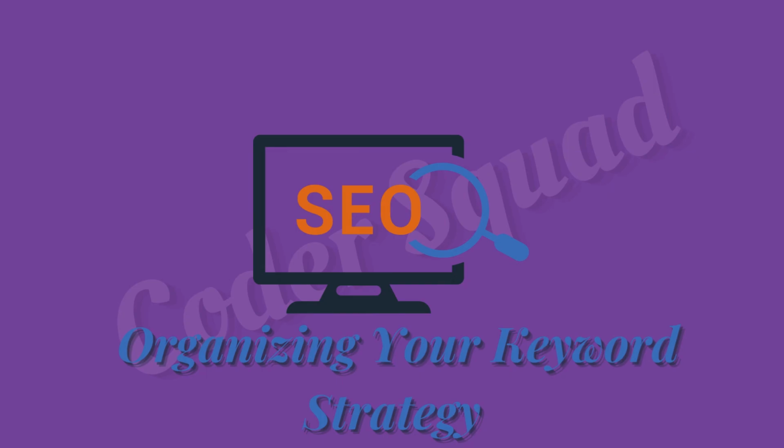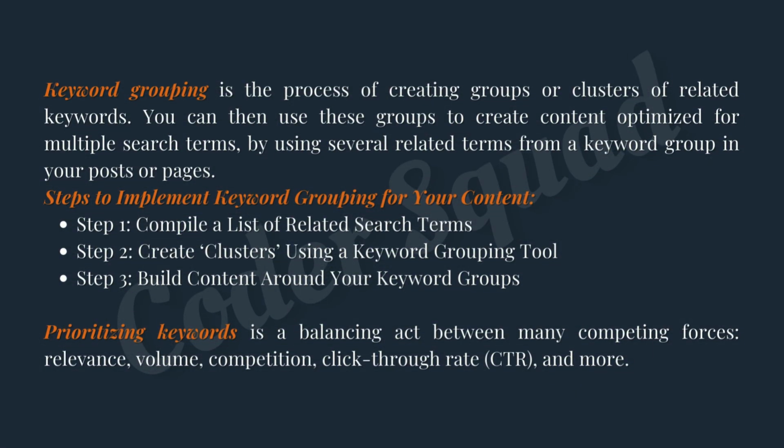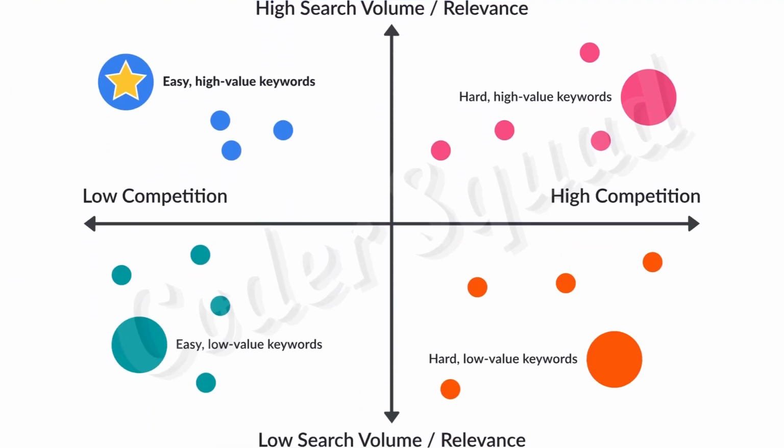Now that we have our list, let's organize our keyword strategy. 1. Grouping keywords. Group keywords by relevance and create clusters for your content. 2. Prioritizing keywords. Prioritize keywords based on search volume, competition, and relevance to your content.